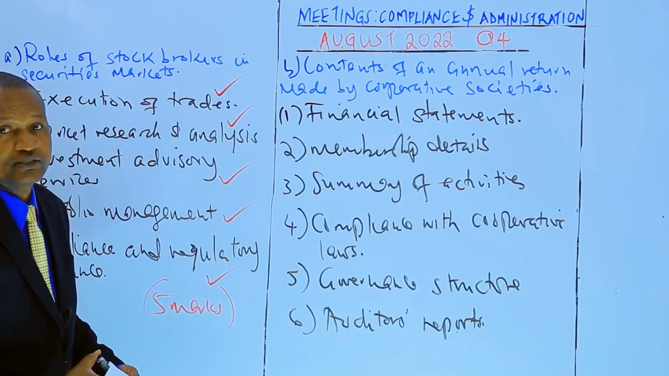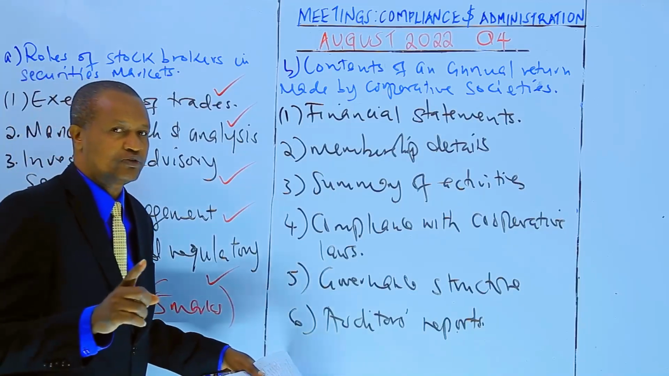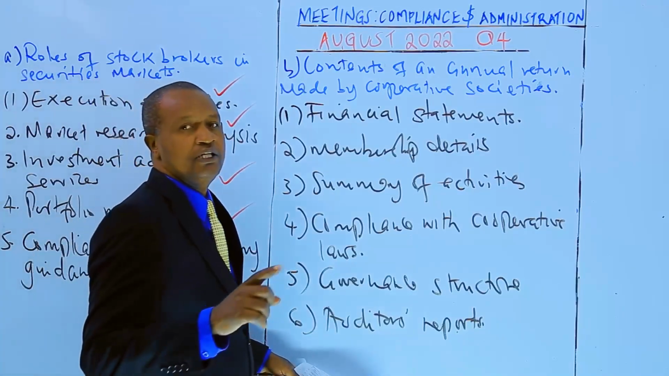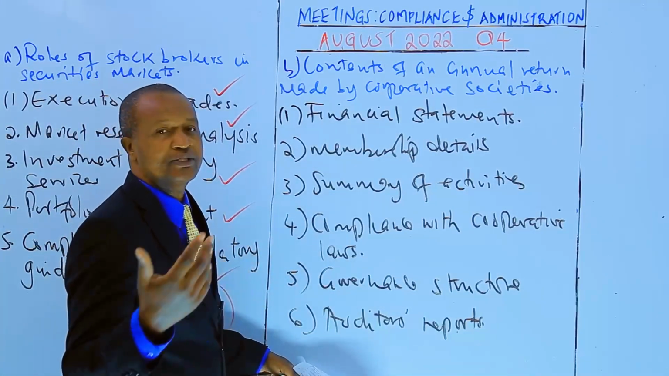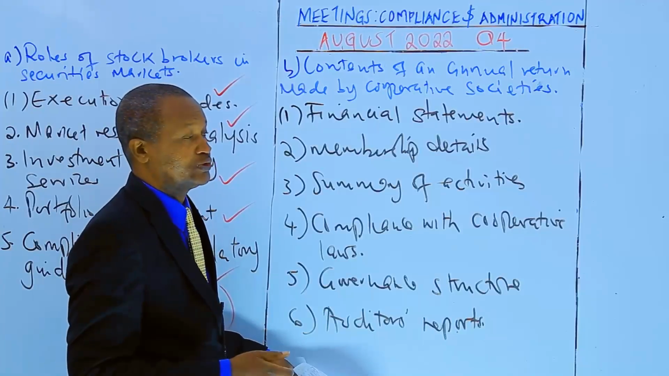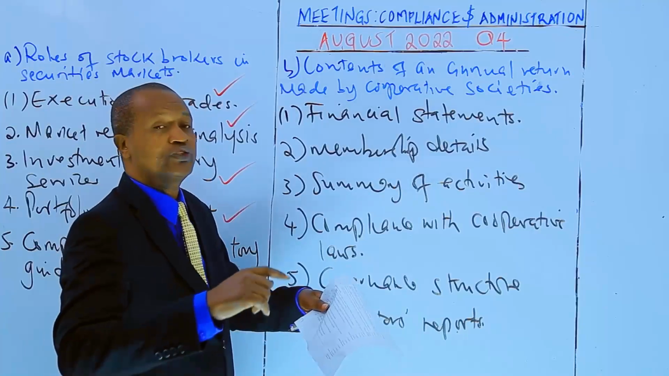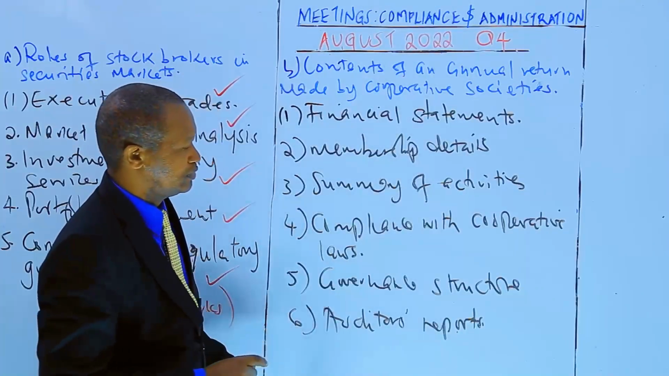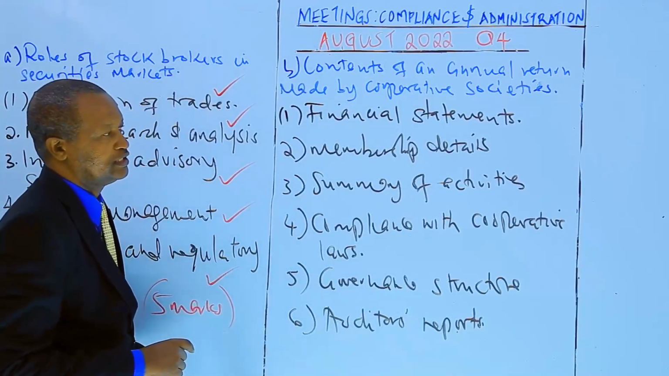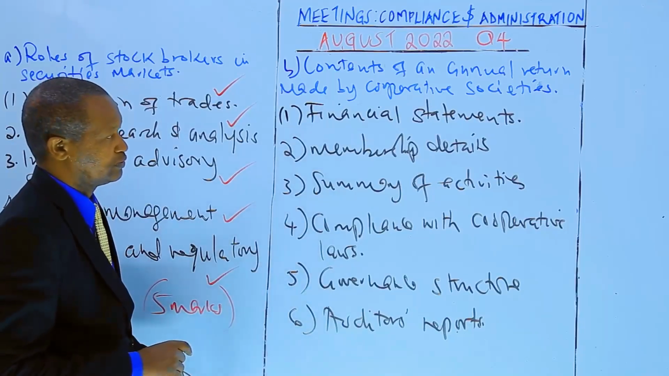The annual return includes financial statements of the cooperative society, including the balance sheet, the income statement, the cash flows, and so on. Such statements provide an overview of the society's financial performance and financial position.